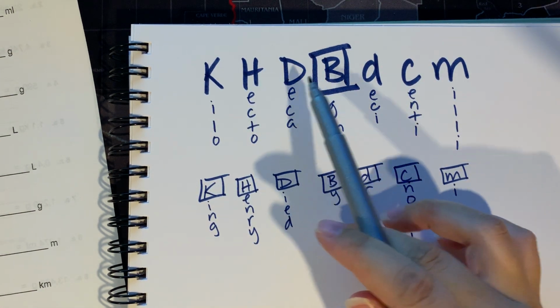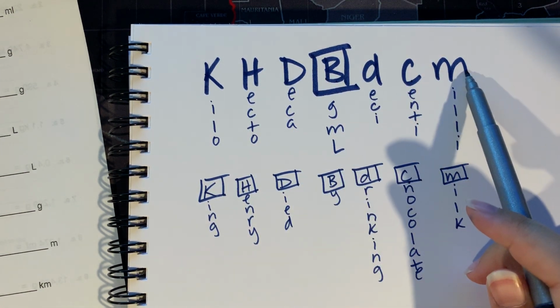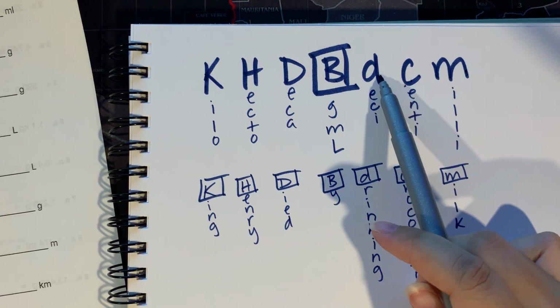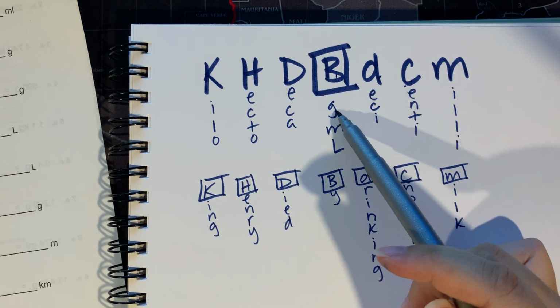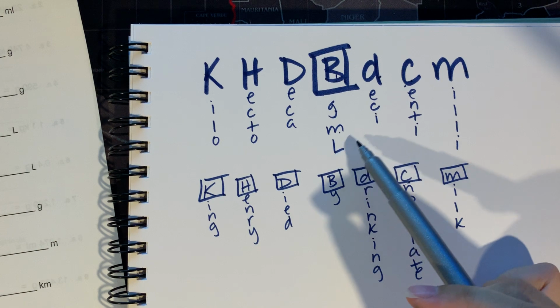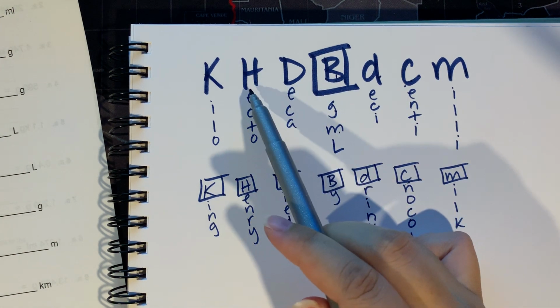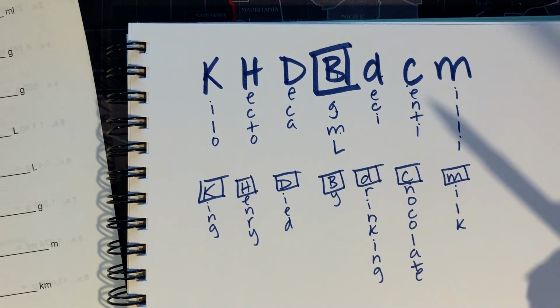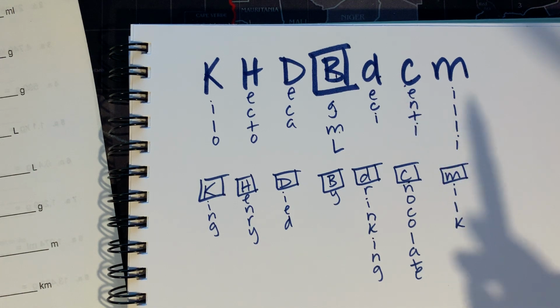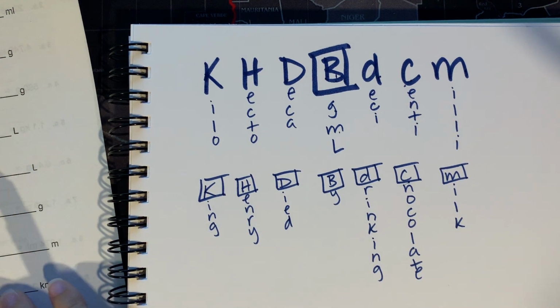King Henry died by drinking chocolate milk. Milli, centi, deci, your base, which is your grams, meters, and liters. Okay? Deca, hecto, kilo. That's the main parts that you guys have to remember.